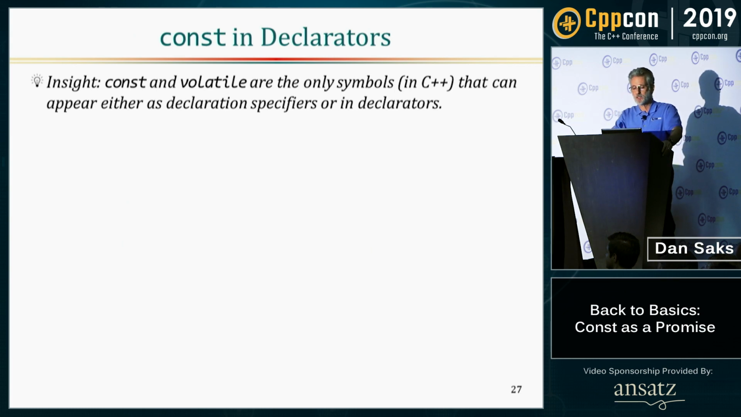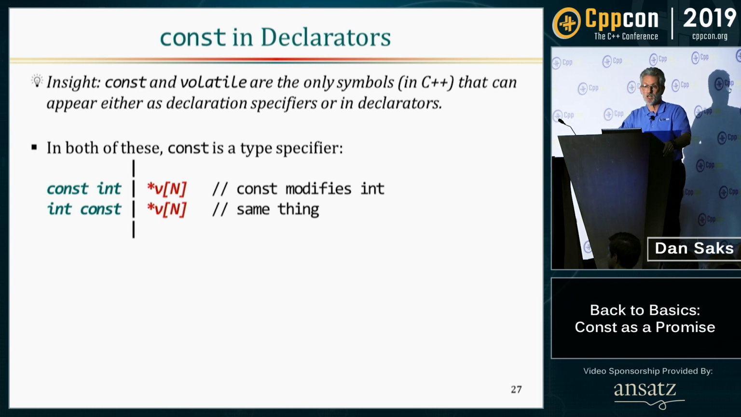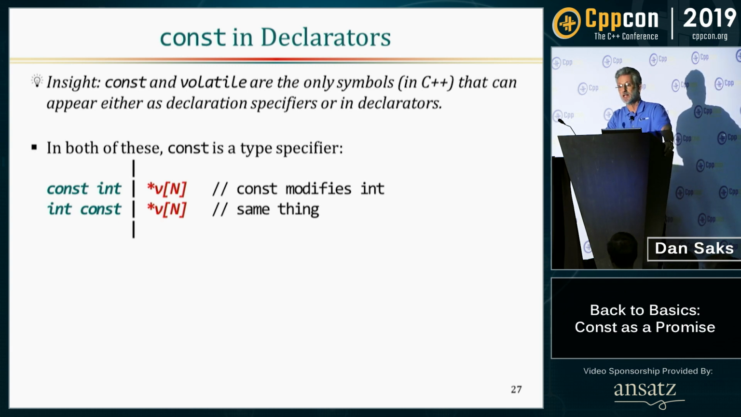And here's the other twist: const and volatile are the only symbols in C++ that can appear either as declaration specifiers or in the declarators. So here, whether you say int const or const int, the important thing, as marked by the bold vertical line, is to know where the declaration specifiers end and the declarator begins. When you're on the left-hand side of that line, the order doesn't matter. When you're on the right-hand side, the compiler is pretty inflexible about what it will accept. There's a little bit of wiggle room, but not much.